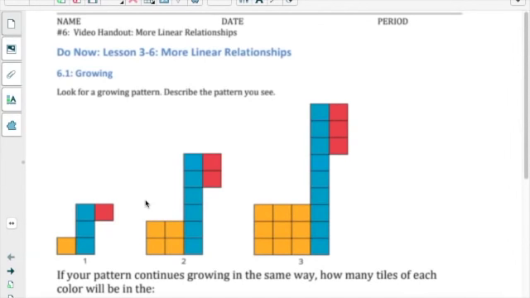Hello, this is lesson 3-6, number 6. We're going to start with a do now. So take a look at the diagram. It says look for a growing pattern. Describe the pattern you see.